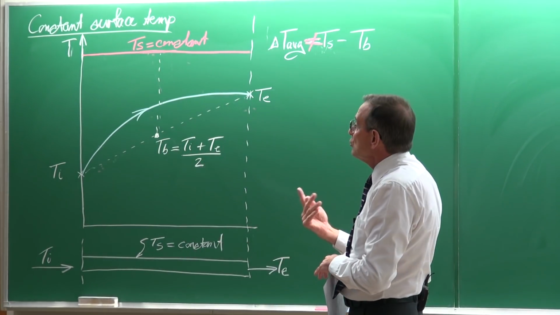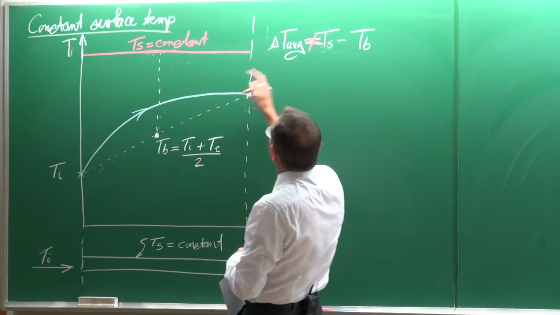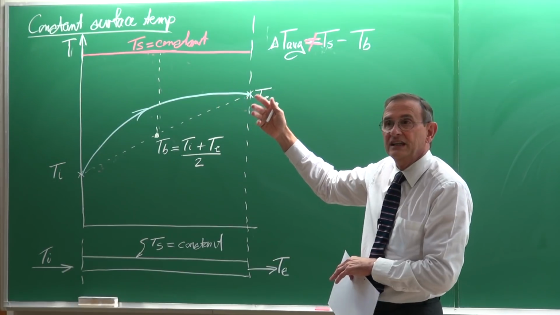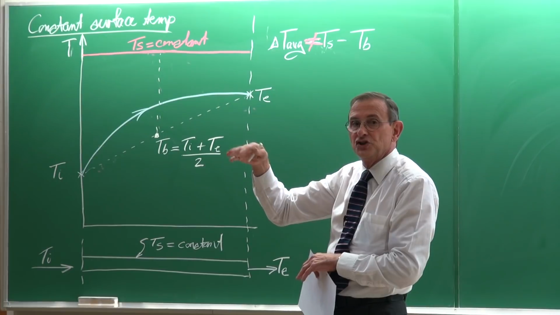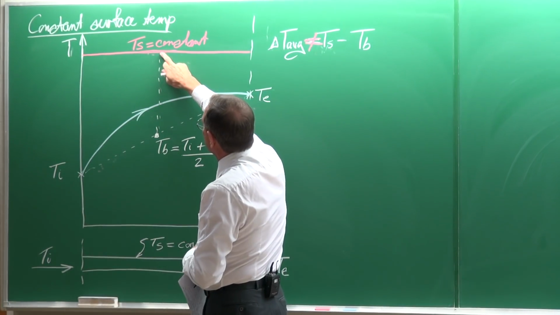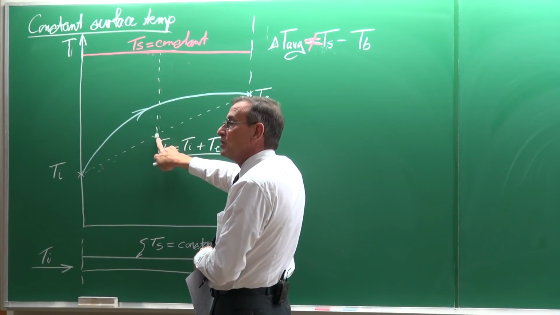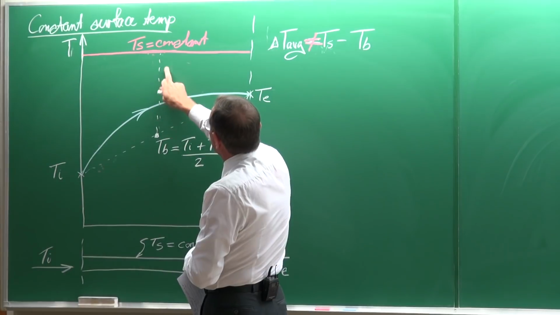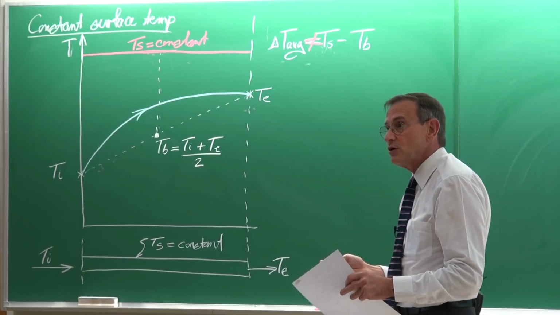So it is incorrect to say that the average temperature difference for the calculation of the heat transfer rate is equal to the heat transfer coefficient multiplied by the area multiplied by the temperature of the surface minus the bulk, as we could do with a constant heat flux case. That is incorrect. It doesn't work. So what is the correct approach?